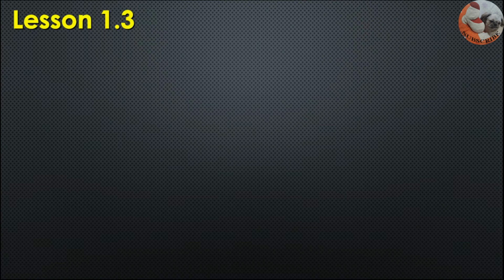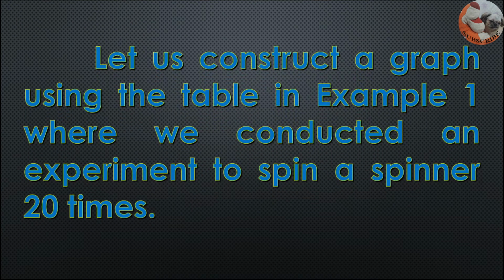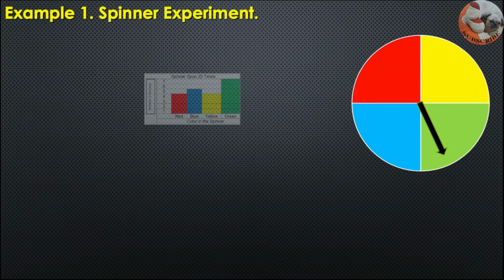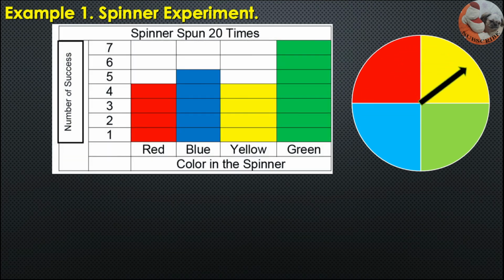Lesson 1.3. Express the outcome of an experiment in graph. Let us construct a graph using the table in example 1, where we conducted an experiment to spin a spinner 20 times. Example 1, spinner experiment. This is the table of spinner spun 20 times. Here is the number of successes and the colors which you can see in the spinner.